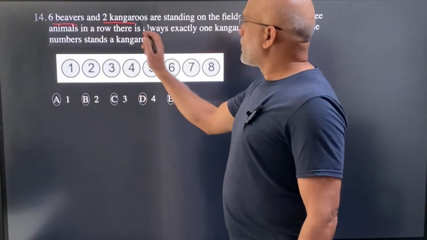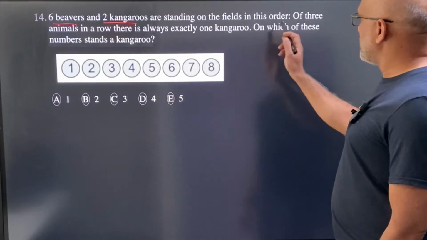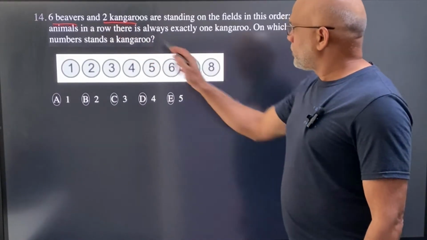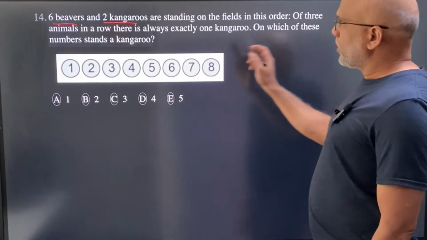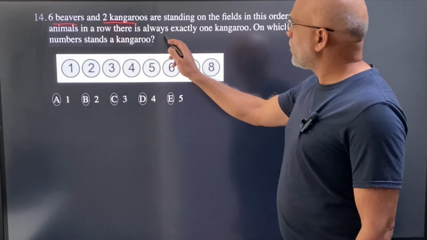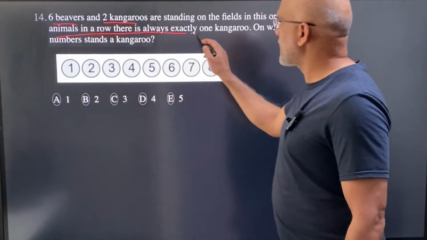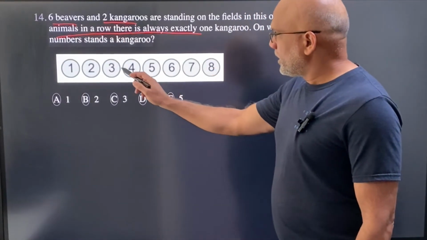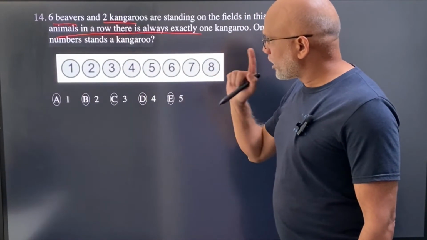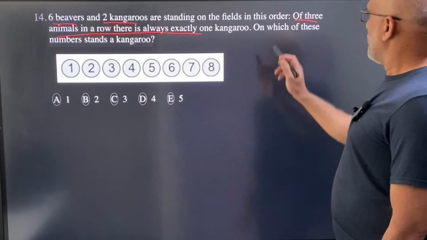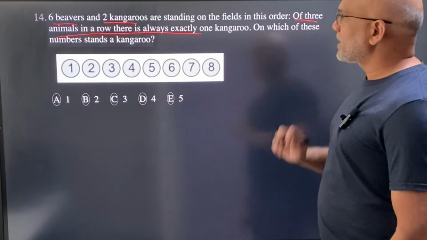Six beavers and 2 kangaroos are standing on the fields in this order. So 6 plus 2, there are total 8. Of 3 animals in a row, there is always exactly 1 kangaroo. Of any 3, there is exactly 1 kangaroo. For example, if I take 3, 4 and 5, there will be exactly 1 kangaroo. On which of these numbers stands a kangaroo?